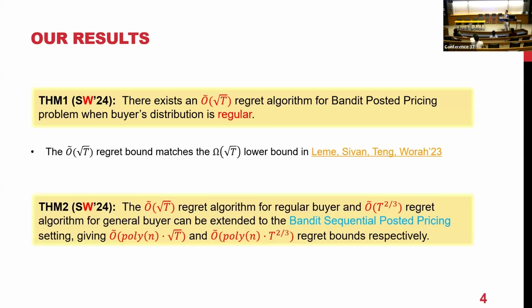Our second result is to further extend this bandit posted pricing model to a more general bandit sequential posted pricing model. Basically, we extend the square root T result for a single buyer to a poly n times square root T regret bound for the general n sequential buyer setting. We also observe that the same techniques we use in generalizing the single buyer setting to the sequential buyer setting can work for the more general distribution class as well. We give a corresponding poly n times T to the 2/3 regret bound for general buyers. So these are our two main results.